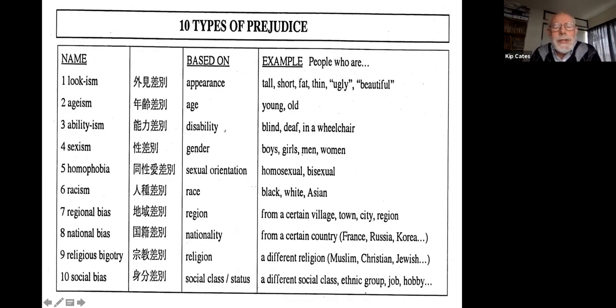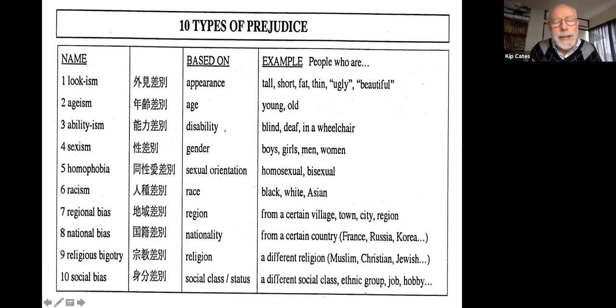From there, we might jump into a handout to warm things up, just to explain from the teacher's side. Lookism is discrimination based on appearance. If someone is tall or short, fat, so-called, thin, so-called, ugly, so-called, beautiful, so-called, appearance related. Ageism is age, young, old. Again, working through these very basic ideas so students understand what those types of prejudice are. Homophobia, racism, regional bias from a certain town.